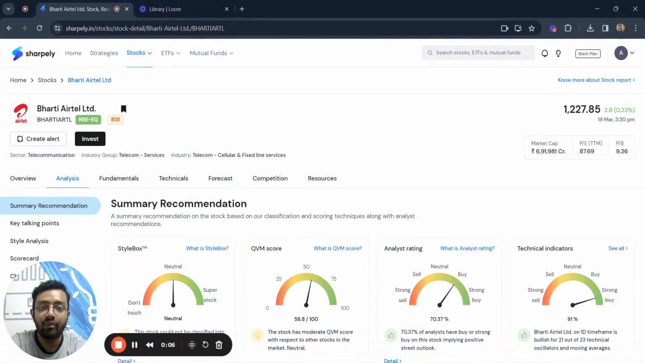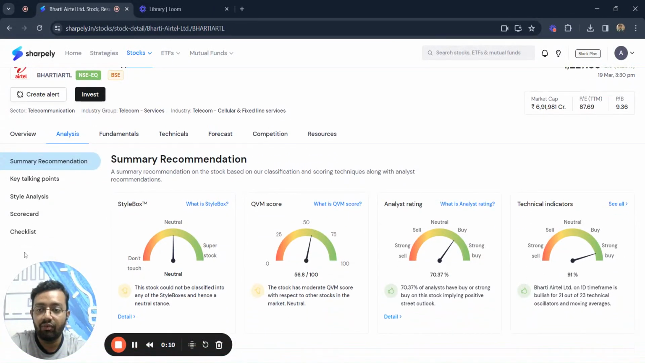And in this video, we will focus on the analysis tab. The analysis tab is divided into five sections, and the first one is summary recommendation. Here we show four key data points.